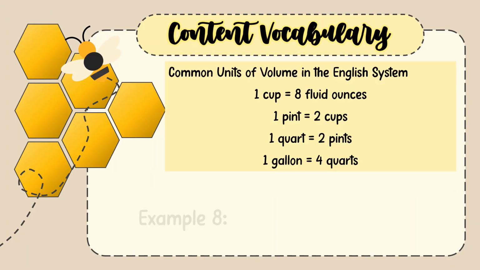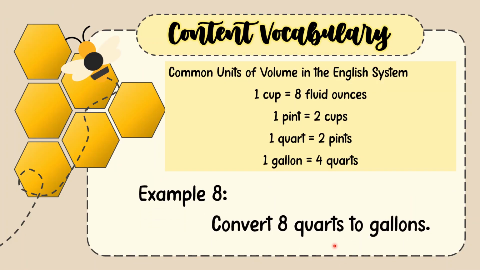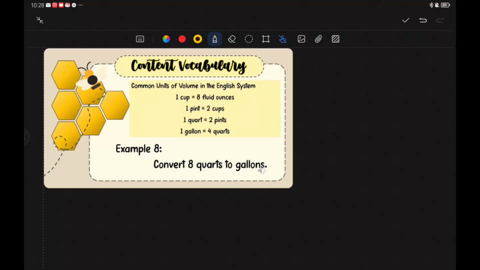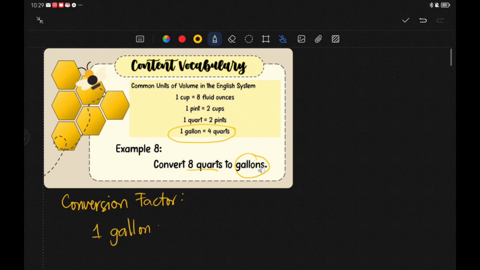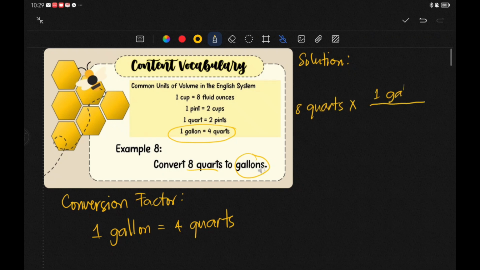For example number 8, we have here, convert 8 quarts to gallons. For example number 8, we are to convert 8 quarts to gallons. So we are going to use this as our conversion factor. That is 1 gallon is equal to 4 quarts. Now for the solution, we have 8 quarts times 1 gallon over 4 quarts.